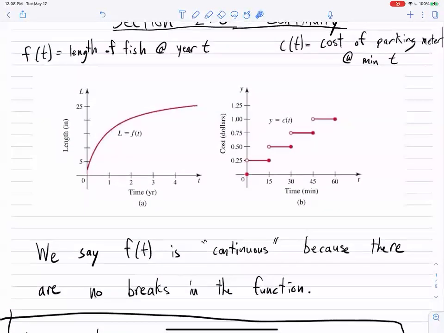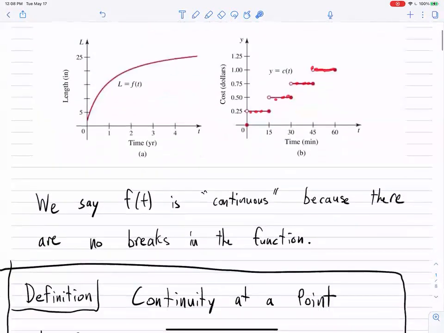So going back up to this example, every function value on here, as you approach it from the left and from the right, they go to the same thing. But this function value right here, if you approach it from the right, it goes to it. But if you approach it from the left, it does not go to it. And so the limit actually doesn't exist at t equals 15. And so therefore, it's not continuous at t equals 15 or t equals 30 or t equals 45. But at any other value, it will be continuous because the limit is the same thing as the function value.